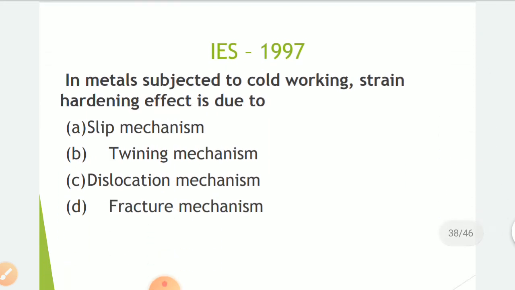Now, in metals subjected to cold working, the strain hardening effect is due to which one of the following? Slip mechanism, twinning mechanism, dislocation mechanism, and fracture mechanism. The strain hardening will be because of the dislocation mechanism. So these are some questions that I have taken from ES and GATE exams.